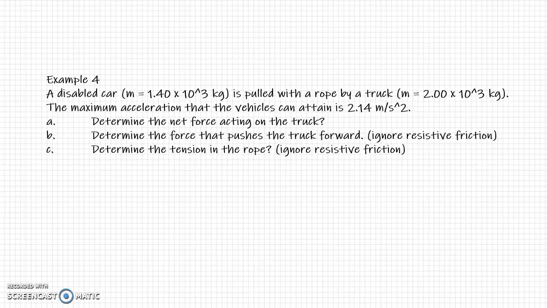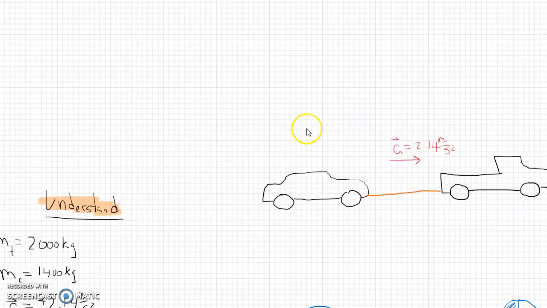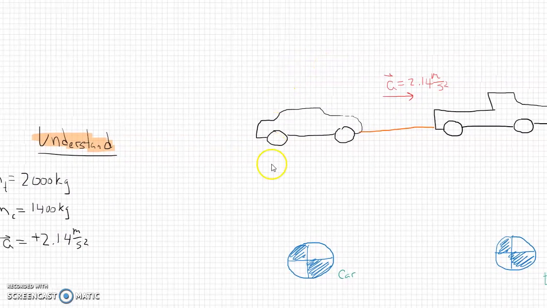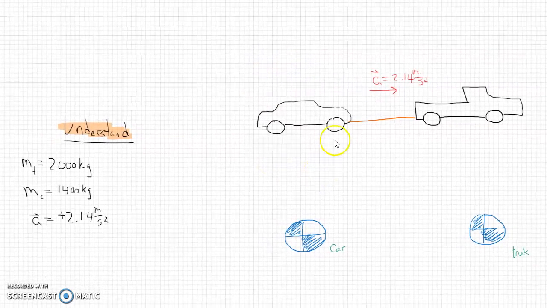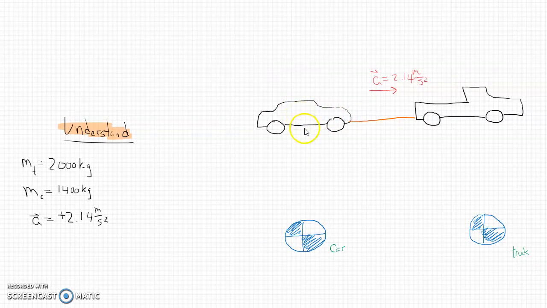This is example 4 from our notes, and it is basically a car being pulled by a truck, and they attain some kind of acceleration here. So basically, what I see happening here is we have this car, some kind of disabled car. Its mass is 1,400 kilograms. We have a truck. These two things are connected via a rope, and they attain this acceleration here.